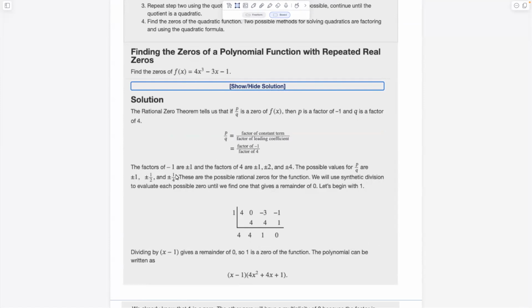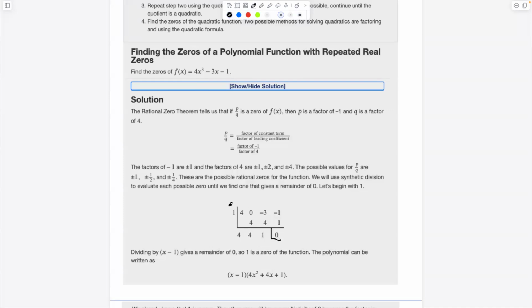So the possible rational roots are plus or minus 1, plus or minus a half, and plus or minus a quarter. I don't want to plug a quarter into here and see if it works. That sounds nasty. So I would start with 1. Start with the easy ones. One way to check and see if 1 is a root is to use synthetic division and see what remainder we get. We get a remainder of 0. Remainder of 0 means we got ourselves a root.